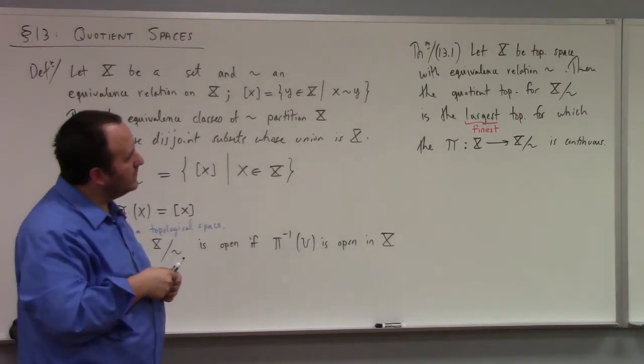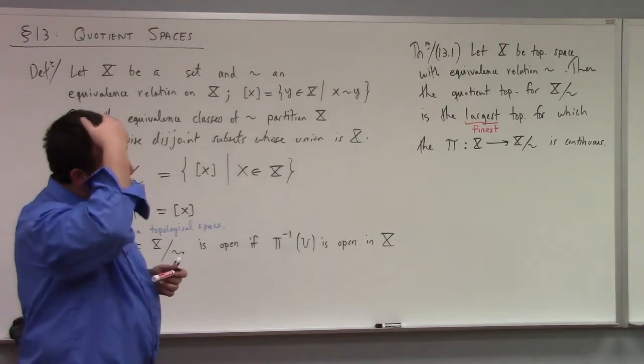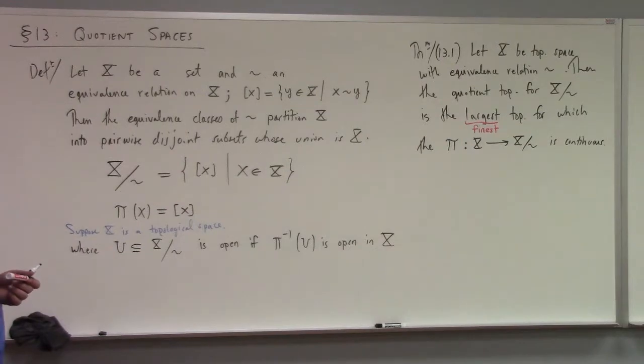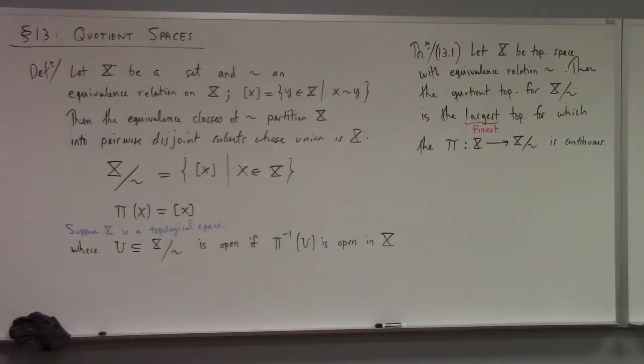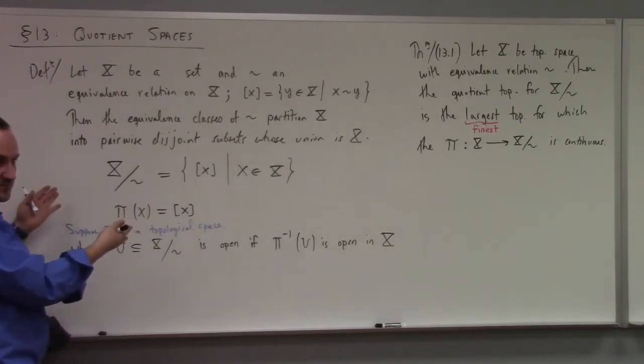So let's see here. Is the projection map continuous with respect to the definition which we've written? Is the inverse image of open sets open? By definition, yes. So essentially we have forced the continuity of the projection map by our definition of the quotient topology.